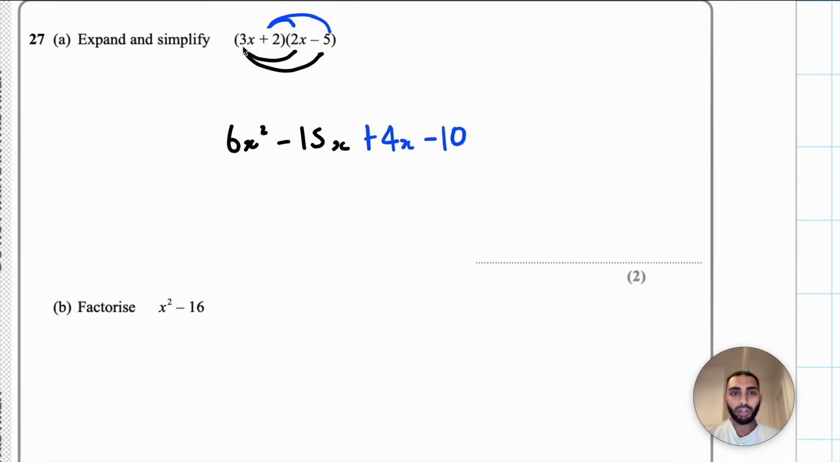And if you take a look, we had 2 things multiplied by 2 things, so that means we should end up with 4 terms. We've got 1, 2, 3, 4 terms, so that means we've done it right. Last thing that we need to do is just collect up our like terms. So this bit in the middle will collect up. So it's 6x squared, negative 15, add 4, that would be negative 11x, take away 10.